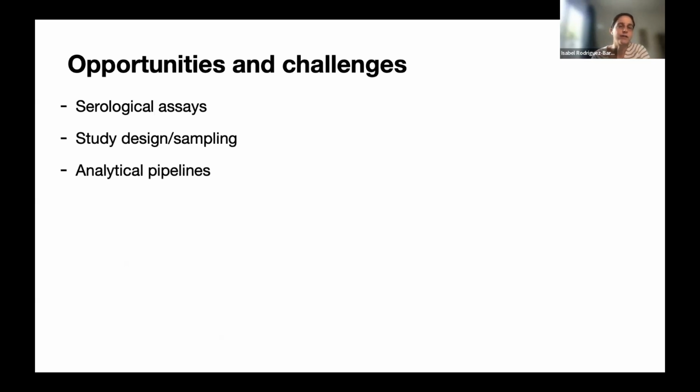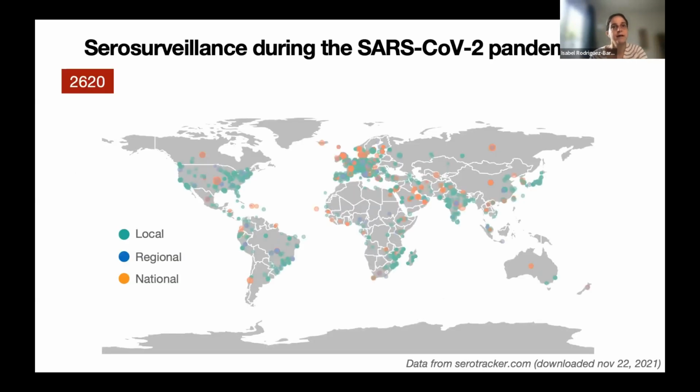So I've talked about serological assays. I'm going to now talk a little bit about study design and sampling. And this is data on SARS-CoV-2 serosurveillance efforts, downloaded in November of 2021, almost a year and a half ago. The reason why I didn't update it is because it really hasn't changed all that much. This is SeroTracker, which is a very nice portal that tried to keep track of all of the surveys that were conducted and published around the world.